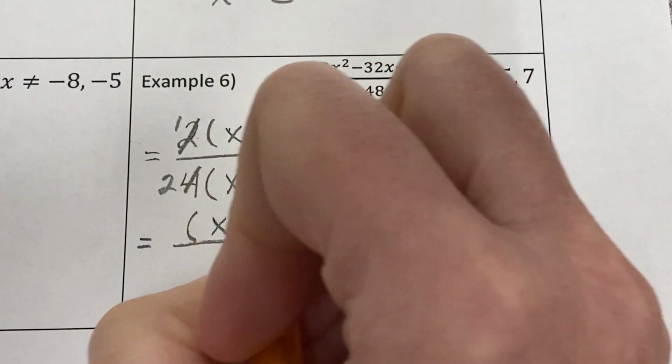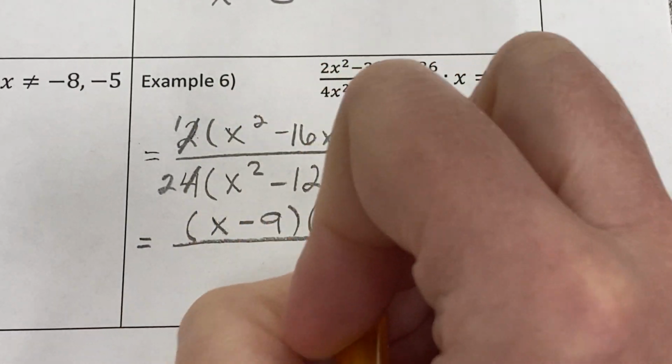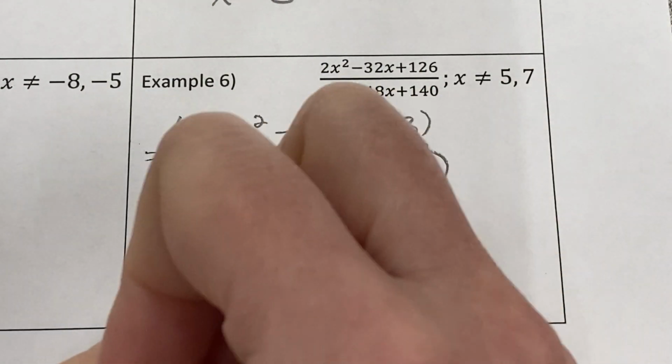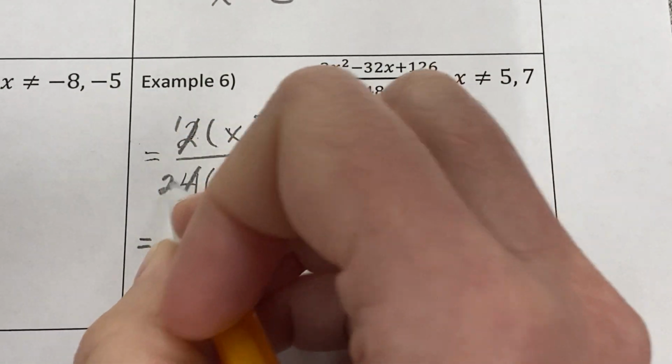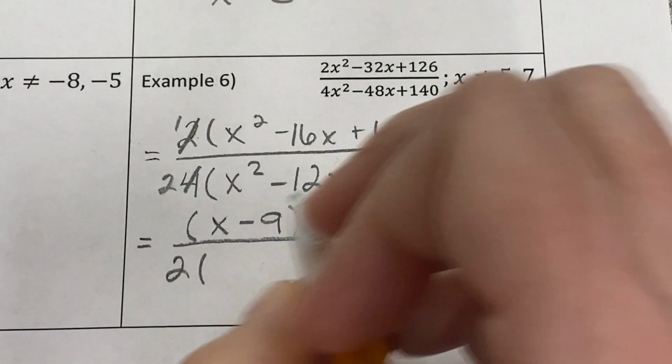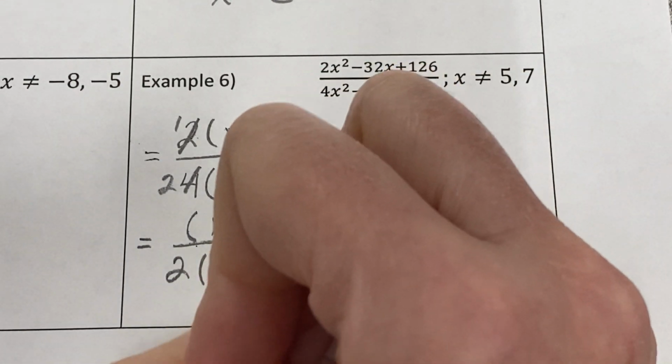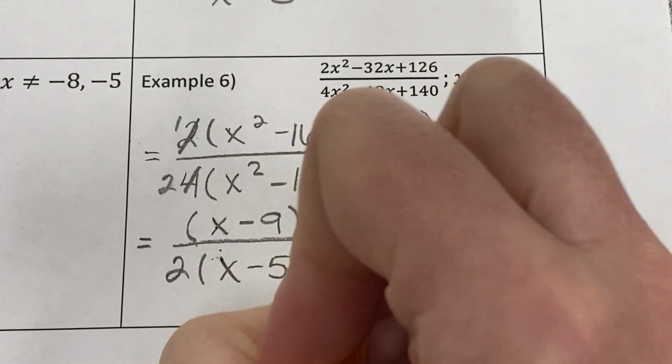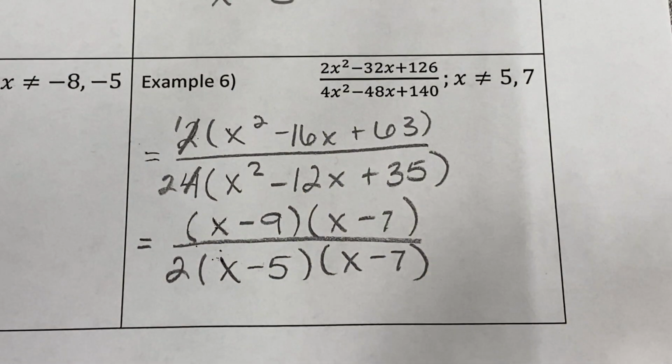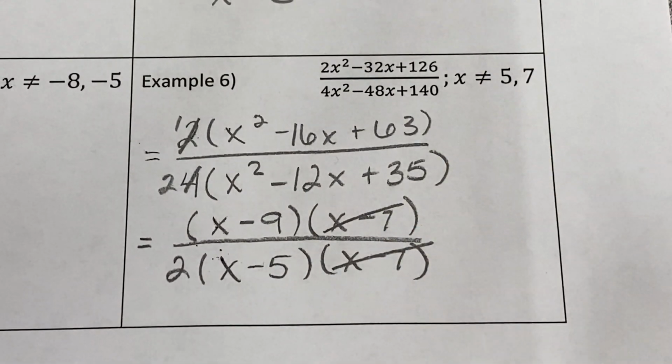X minus 9 and x minus 7. And in the denominator, we'd still have that 2. That didn't go away. And then x minus 5 and x minus 7. So those cancel.